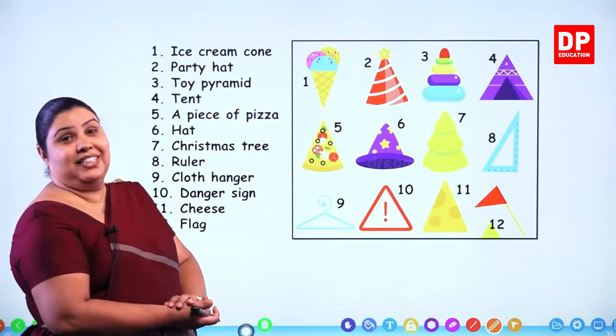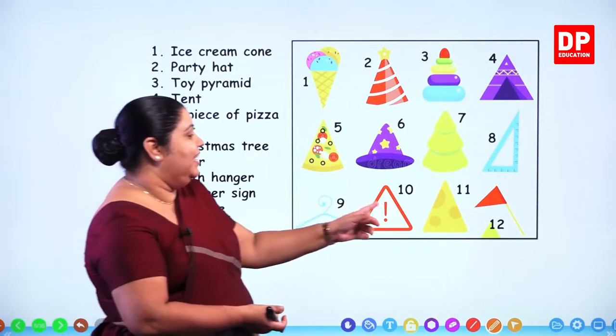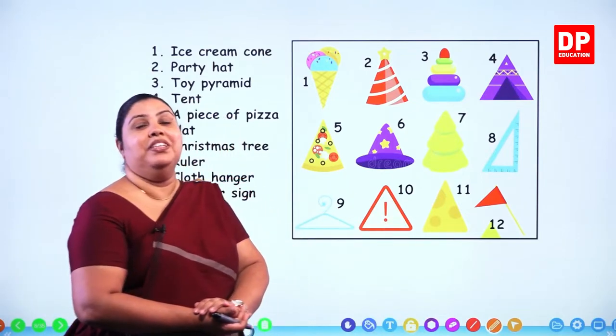Then cheese. Cheese comes in the shape of a triangle.